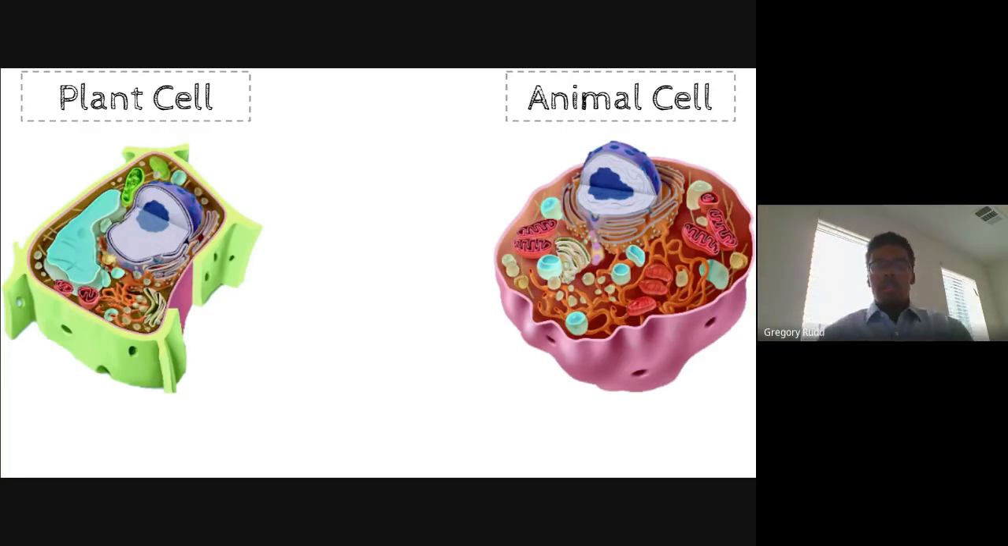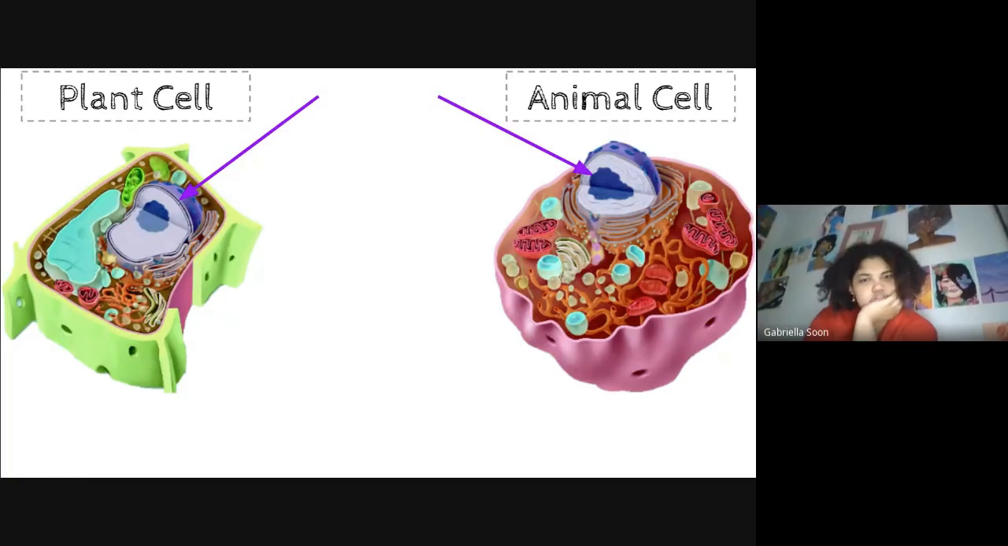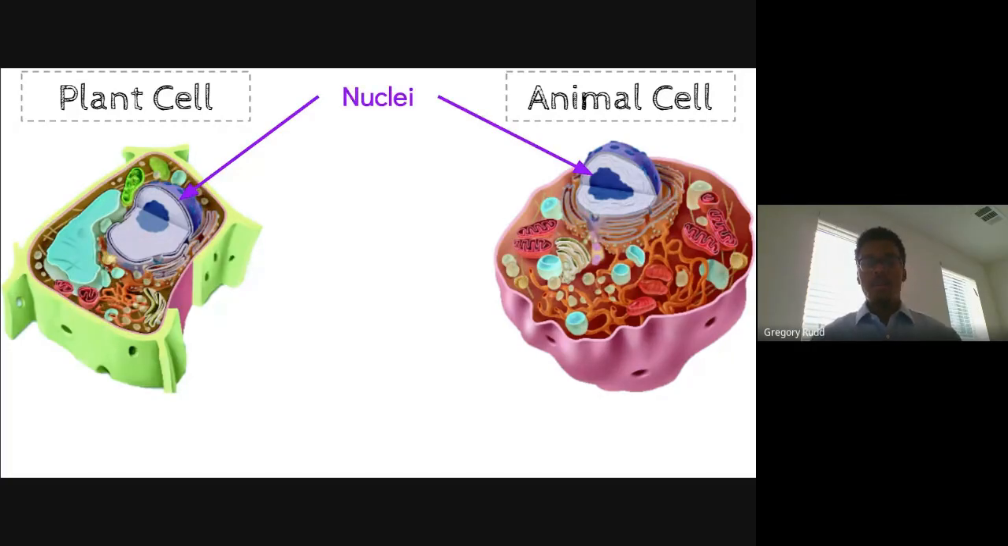Now, I'm going to have some arrows here. I don't want to be disrespectful if anyone is colorblind, but the colors will hopefully be some hints to you, and they're still arrows, so you'll see what they're pointing to. What is that organelle that the purple arrow is pointing to? Nucleus. That's the nucleus. Good. So we've got two nuclei. So both plant cells and animal cells have nuclei.